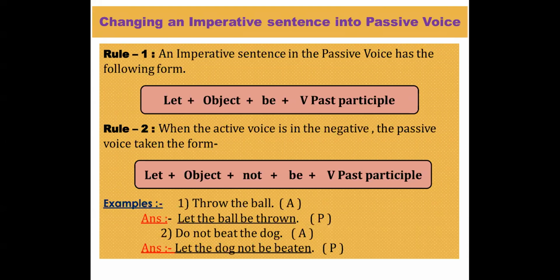Let plus object plus be plus verb past participle. Be means verb, the past participle. Next rule: when the active voice is in the negative, the passive voice takes the form. If the sentence is in the negative, what is the structure of the passive voice? Let plus object plus not plus be plus verb past participle.